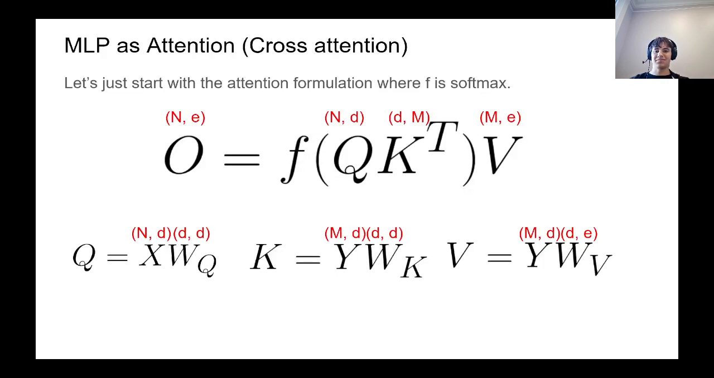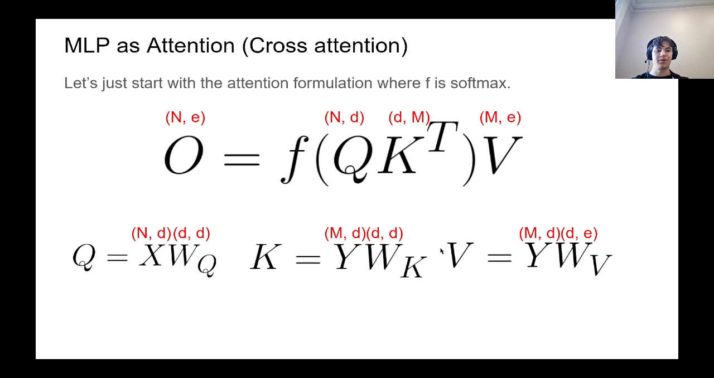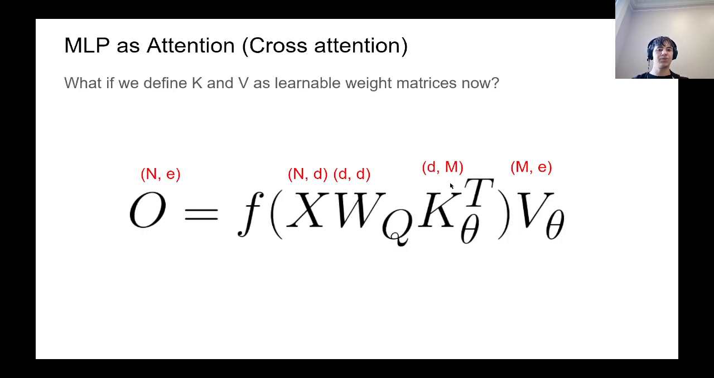So let's just derive it. MLP as attention. Basically, we're going to be talking about cross attention. So Q, K, V, just what we know and love. I'm going to define this as F to generalize it, but you can define this as softmax if you want. So, 3 projections. The first thing we're going to do is define V and K as learnable. Here, we're going to make them static and learnable, instead of a projection of a sequence.